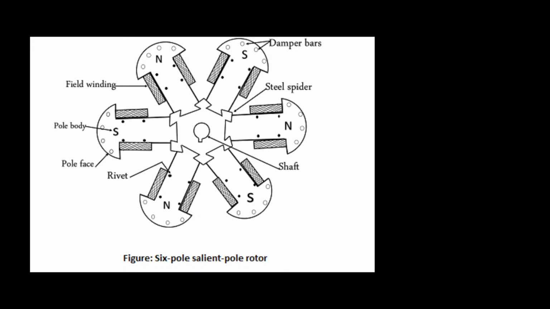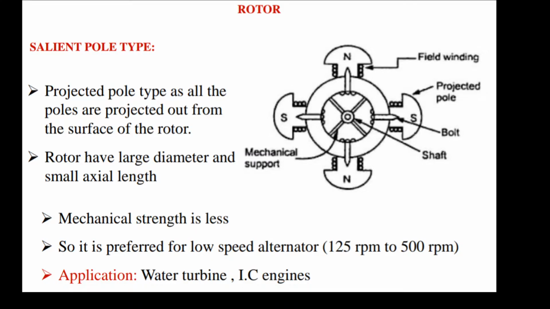This is a picture of a 6-pole salient pole alternator. It is a projected pole type, as all the poles are projected out from the surface of the rotor. The rotor has large diameter and small axial length.